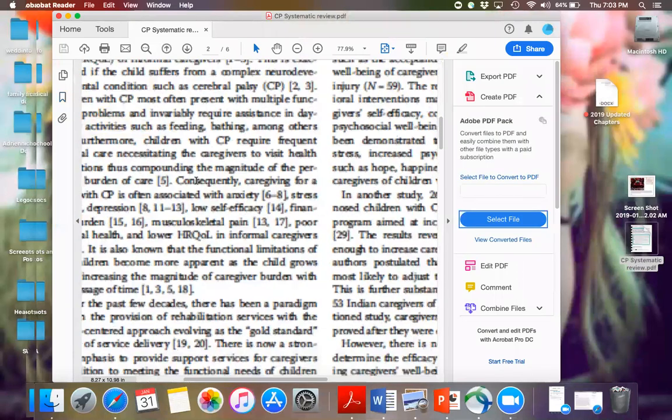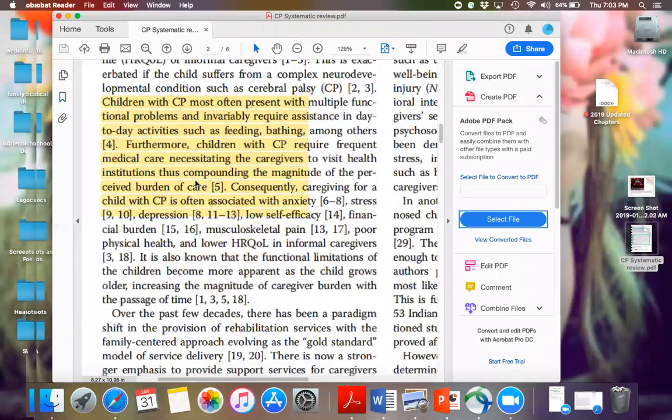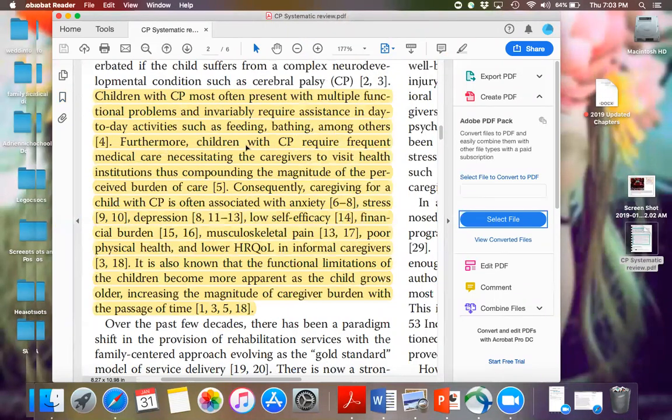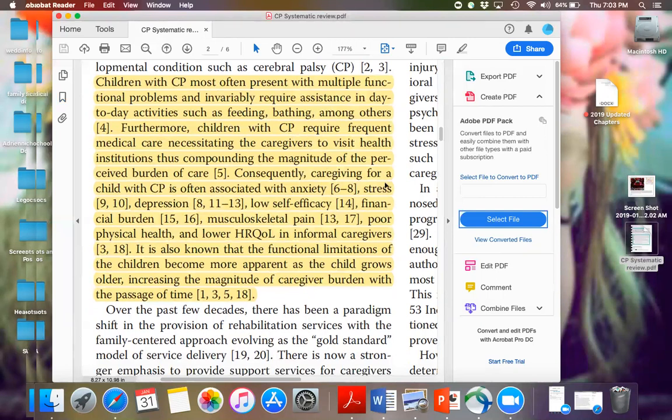But I highlighted basically what we're looking for. So just to call your attention, caregiving for a child with CP is often associated with anxiety, stress, depression, low self-efficacy, financial burden, musculoskeletal pain, poor physical health, and a lower quality of life. So that paragraph in that one paper is everything that we're looking for. And the best part about it is that attached to each one of these sentences, there are citations.